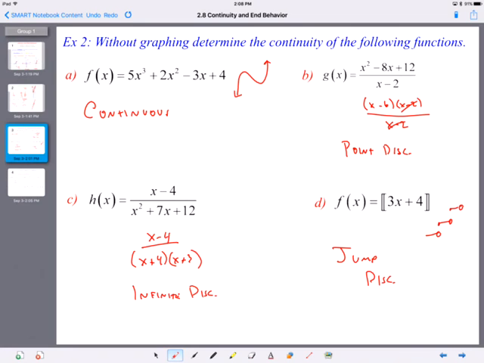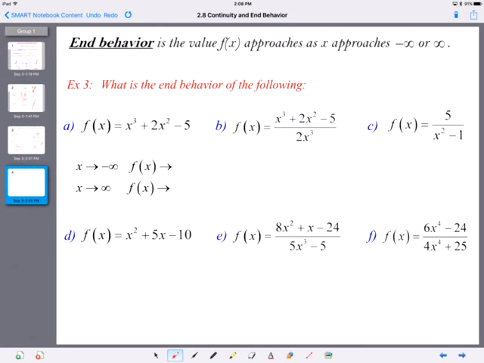Alright, the last example we're going to talk about is end behavior. When we do end behavior, we already have done this before with polynomials. It's the value f of x approaches as x approaches infinity and negative infinity. So I have my notation down here as x approaches negative infinity, what is the y approaching? As x approaches infinity, what is the y approaching? So that's what we're trying to answer. We're just going to now add rational functions to it.